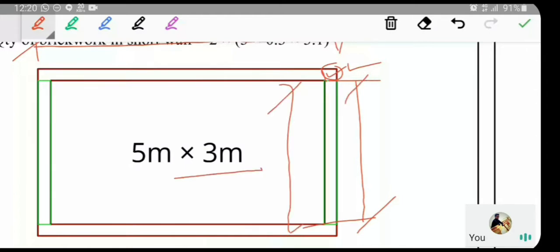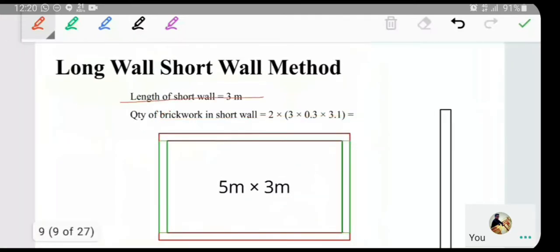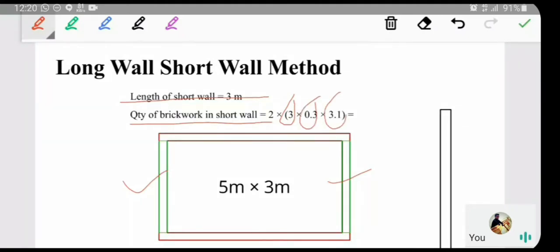Therefore the length of the short wall equals 3 meters. Therefore the quantity of the brickwork in the short wall will equal the number of short walls, 2, multiplied by the length of the particular short wall multiplied by the width of the item of work multiplied by the height of that particular item of work. That will give us the quantity in meter cube. What is the quantity of the brickwork in the short wall?